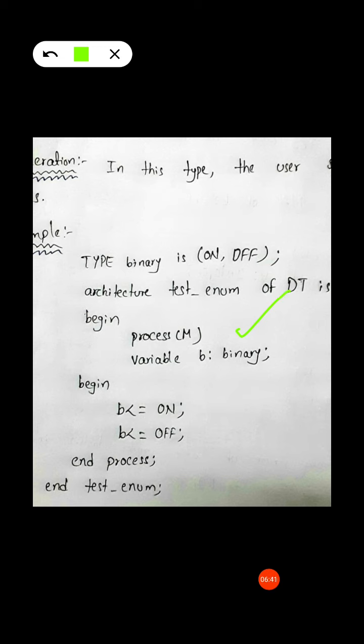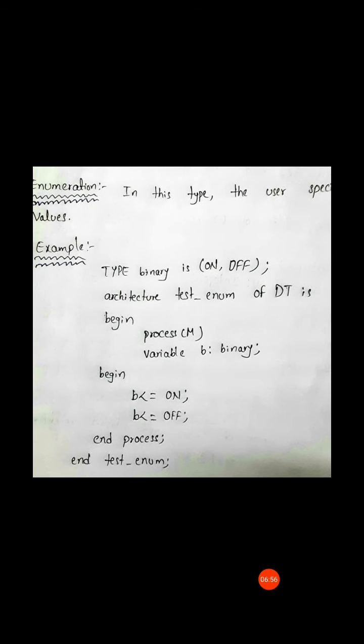Fine. Next, here we have opened a process, right? So we end the process. The architecture name has already been started here, so write it as end enum, end test enum. That is the architecture name. Wherever we have started the architecture, we have to end it in the last.